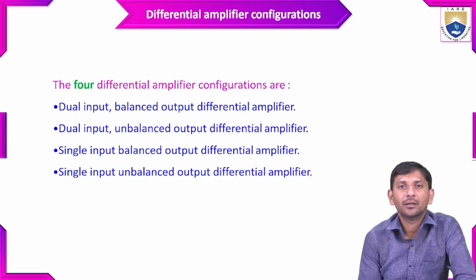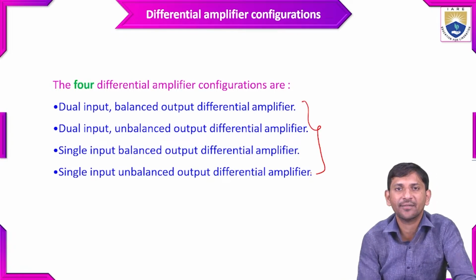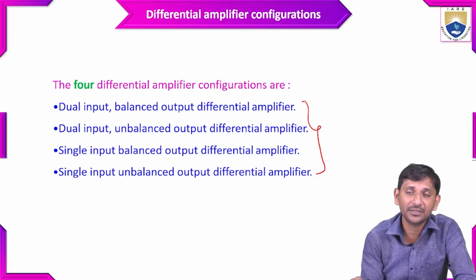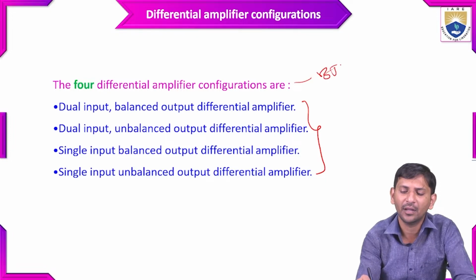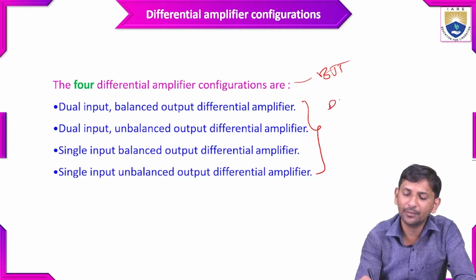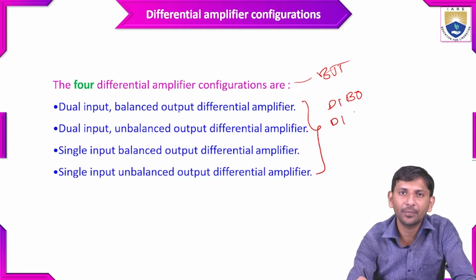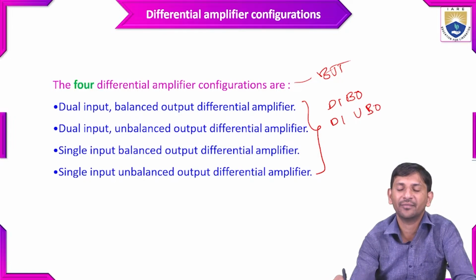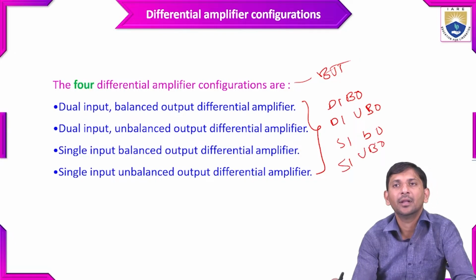If you observe the differential amplifier, there are four basic types or configurations. Since we use bipolar junction transistors, we can call it the BJT differential amplifier, which is classified into four types: dual input balanced output differential amplifier, dual input unbalanced output differential amplifier, single input balanced output differential amplifier, and single input unbalanced output differential amplifier.